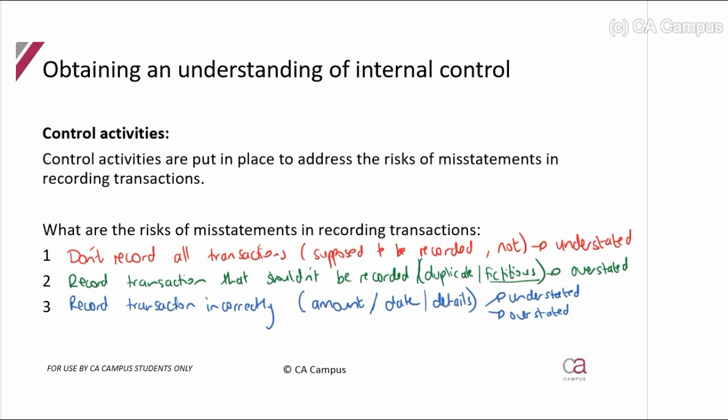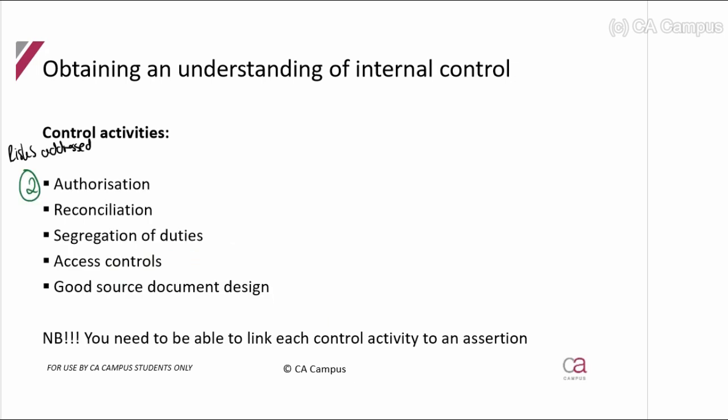Reconciliation from one to the next is going to make sure that it's recorded correctly in terms of amount, date, details. Reconciliation from a batch backwards is going to help identify anything that has not been recorded that is supposed to, and anything that was recorded that shouldn't be. So reconciliation is like a powerhouse control because it addresses all 3 risks. 1, that everything that should have been recorded has been. 2, that anything that shouldn't have been recorded is not and will be removed. And 3, that the details are correct.